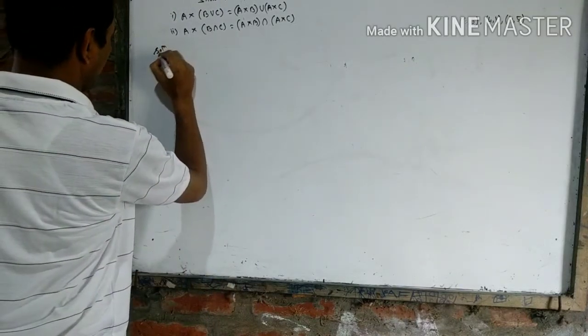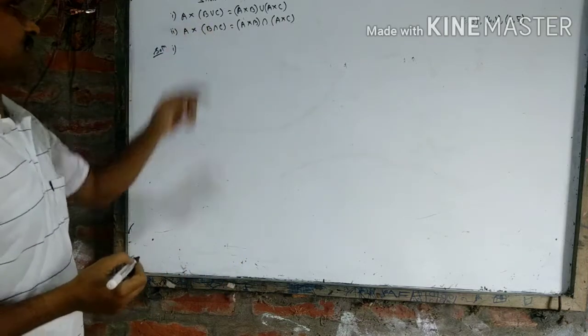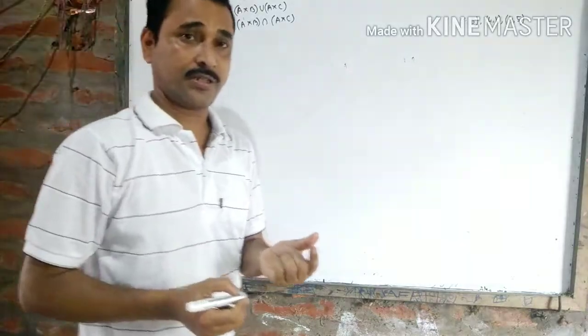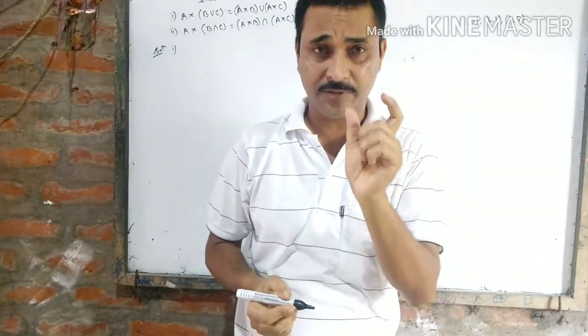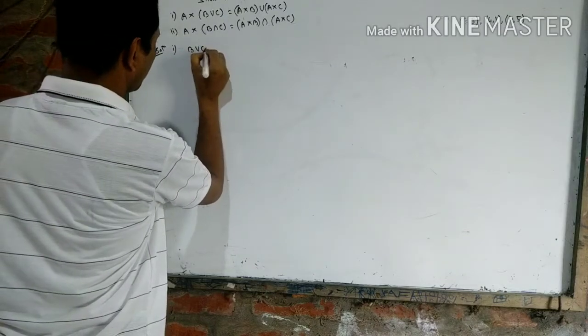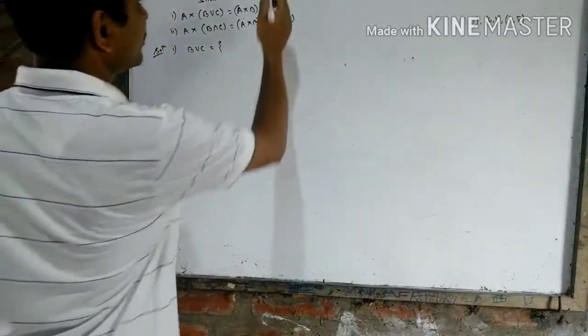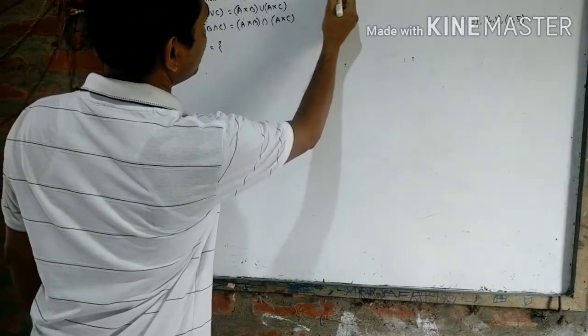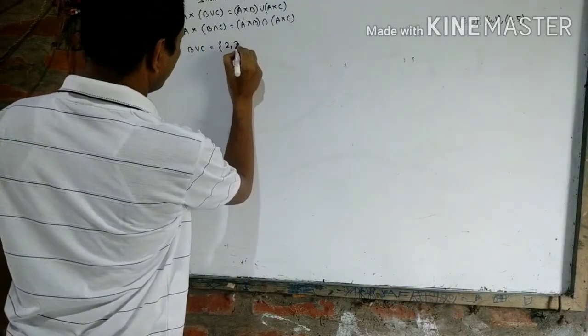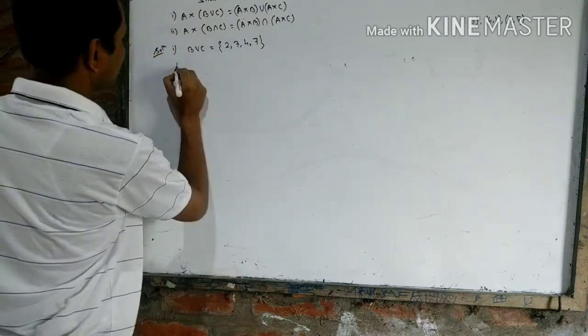Solution. Number 1, we have to find on the left hand side A cross (B union C). So to find the left hand side we have to find first B union C. So what is B union C? Union means combining the elements: 2, 4. So this will be {2, 3, 4, 7}.